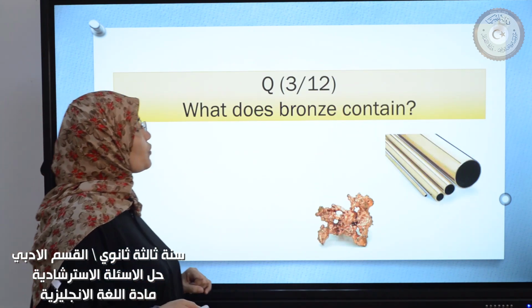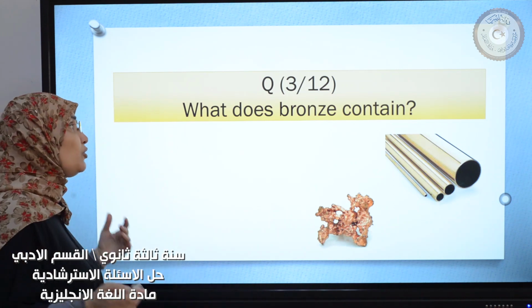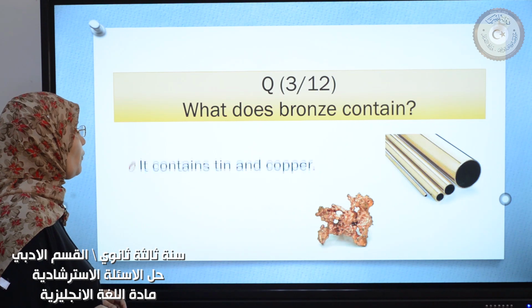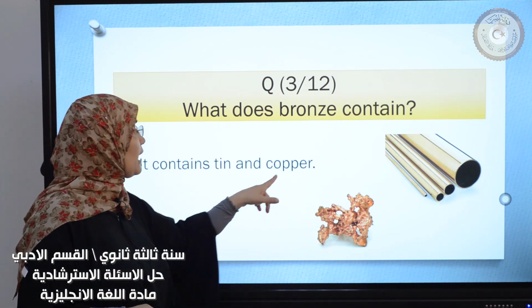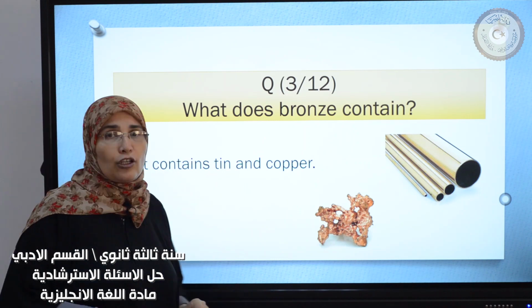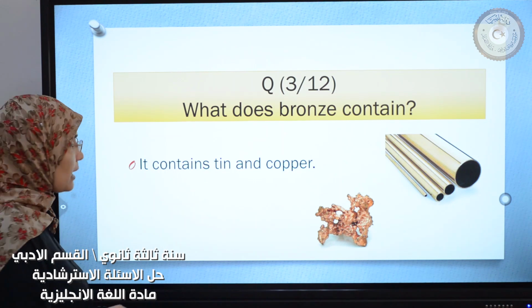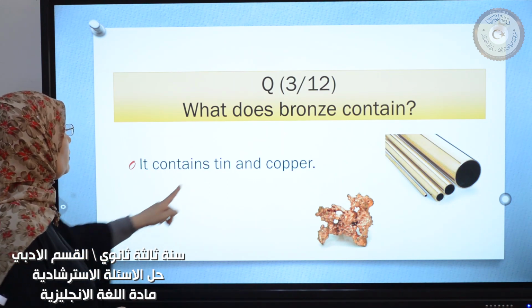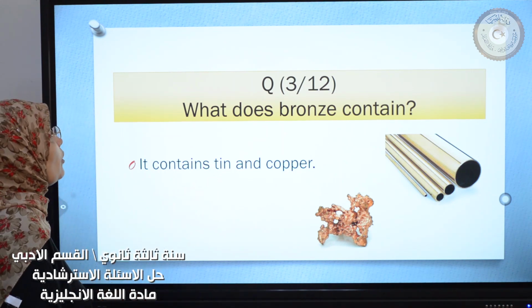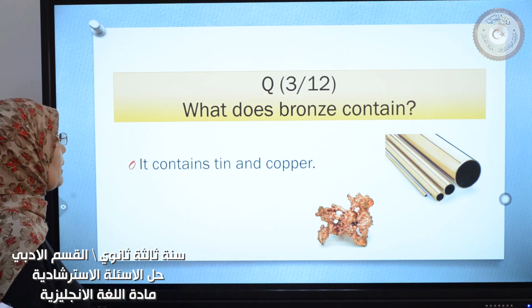What does bronze contain? What does bronze contain? And here, you just need to remember these two words, tin and copper. It contains tin and copper. And I already gave you the meaning of this the last time. So you need to remember it's tin and copper. So bronze contains tin and copper.